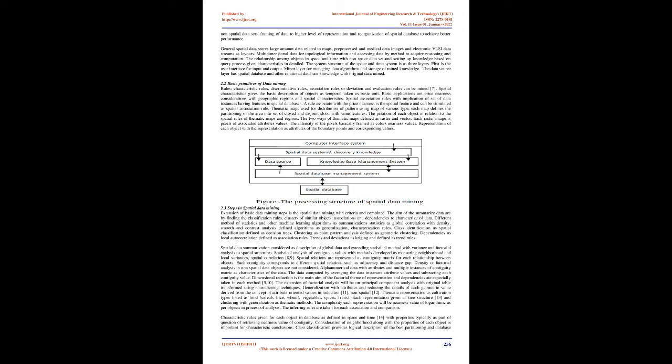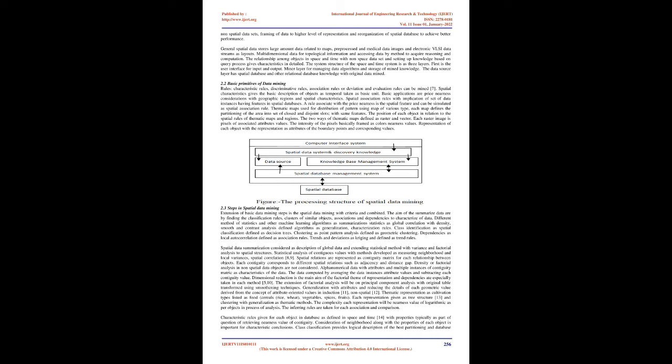Class identification as spatial classification is defined as decision trees. Clustering as point pattern analysis is defined as geometric clustering. Dependencies as local autocorrelation are defined as association rules. Trends and deviations as Kriging are defined as trend rules.